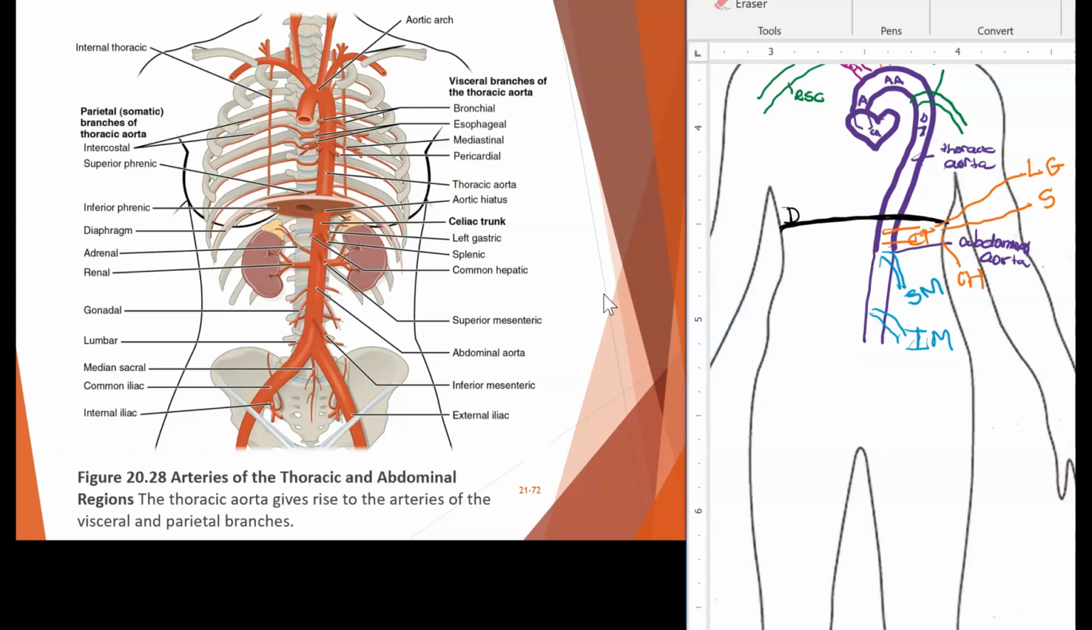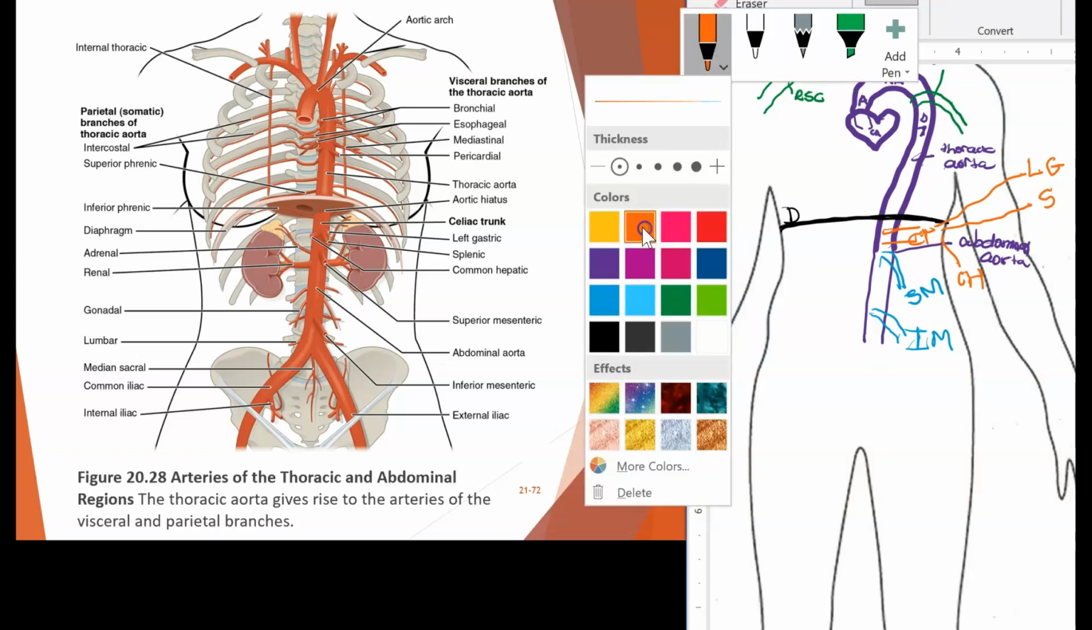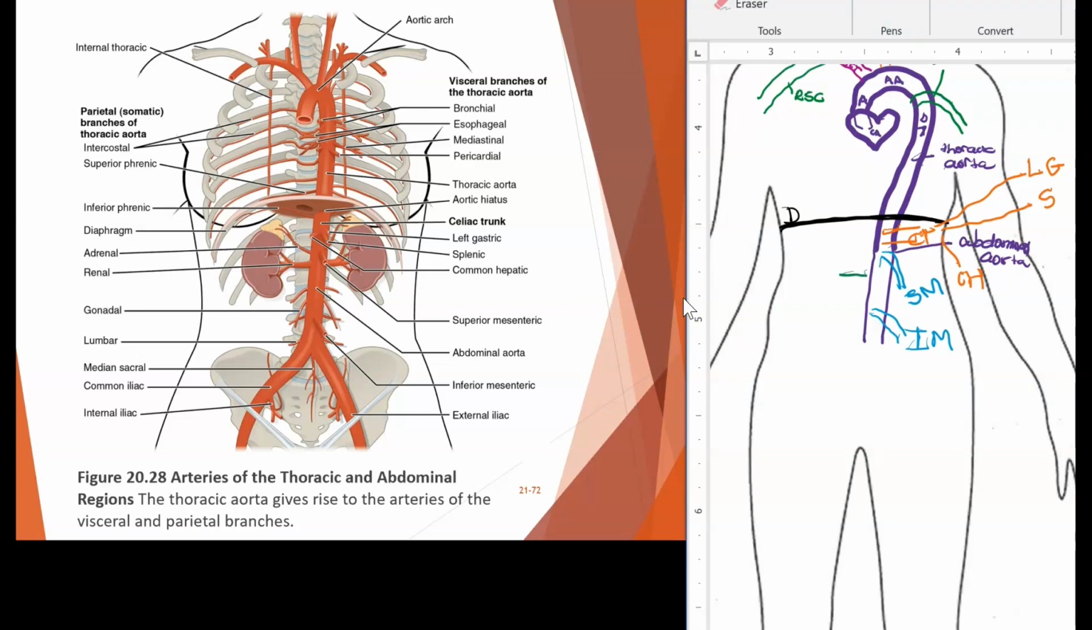Now, some other branches that we will see coming off of this abdominal aorta would be your renal arteries, and we have a left and right one. So I'm just going to put, this one is going to be your right renal artery, and this will be your left renal artery, and it'll go to supply your kidneys. And I think those are all the ones that I wanted you to know in the abdomen.